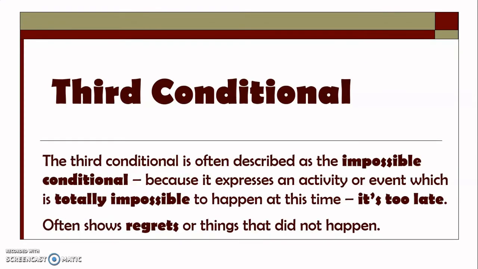Now we come to the last conditional type, this third conditional. This type of conditional is often described as impossible conditional. The reason is that it expresses an activity or event which is totally impossible to happen at this moment. That means it's too late for the condition to happen. Usually we use it to show regrets or for things that did not happen.